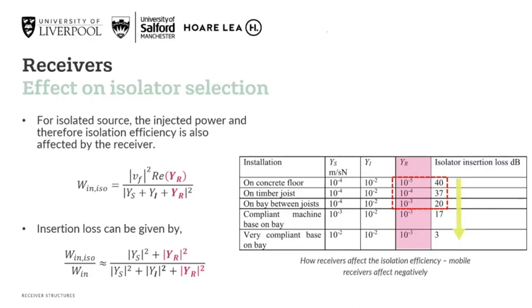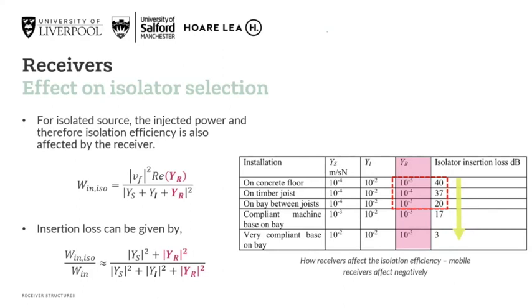Okay, and from that equation, and using the previous equation, which didn't have the term yi, you can get to a simplified sort of insertion loss equation, which is dependent on the mobilities of the source and the isolator and the receiver.